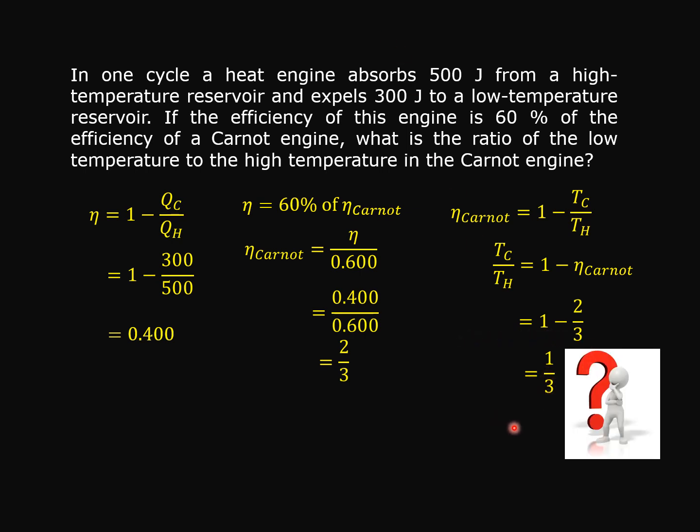What is the meaning of the result we obtain here? It means that when the ratio of the temperatures between the reservoirs is set as 1 over 3, then the efficiency of the Carnot engine can achieve 2 over 3, or 67%. And the efficiency of the engine that takes 60% of the efficiency of the Carnot engine can achieve 0.4, or 40%.